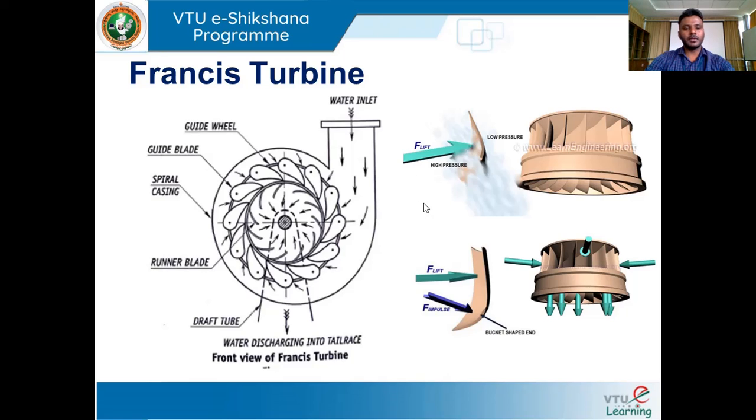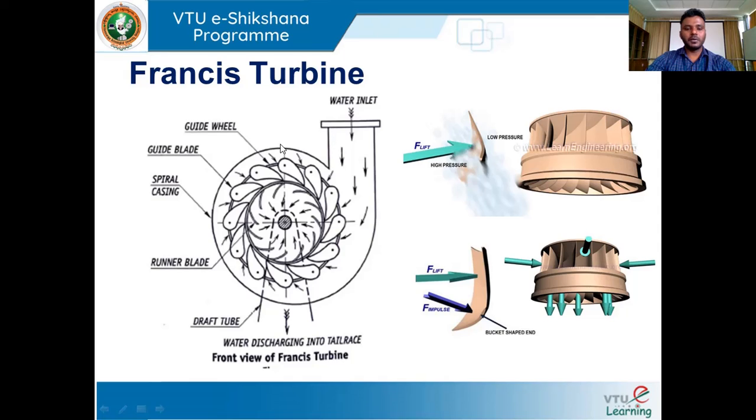So in reaction type turbines, the draft tube will be used. The main reason behind using a draft tube is to reduce the cavitation problem. Along with that, by making use of a suitable material for the runner blade, especially stainless steel, you can prevent the cavitation problem. So this is the main use of a draft tube.